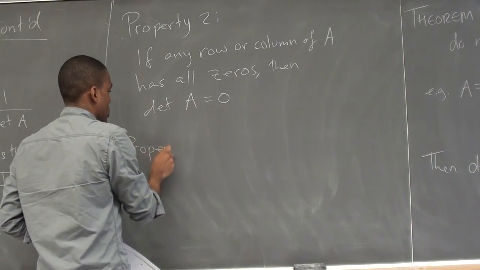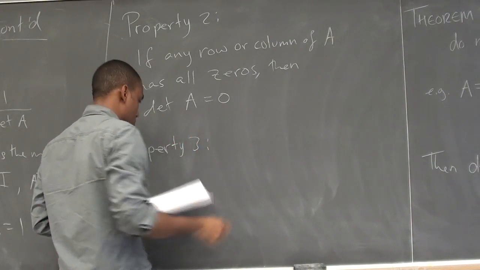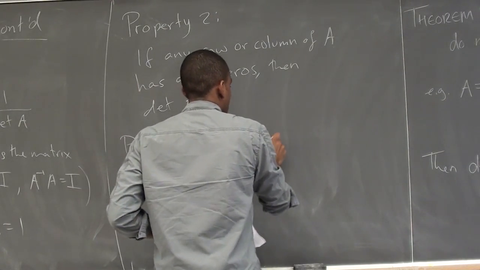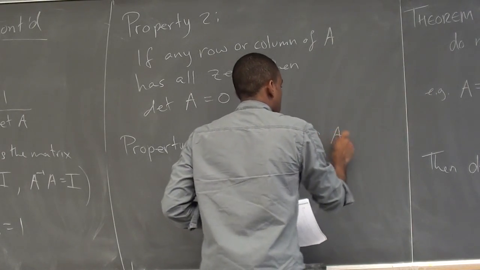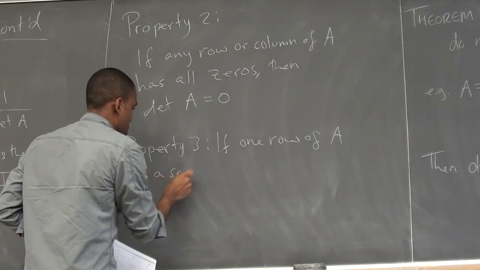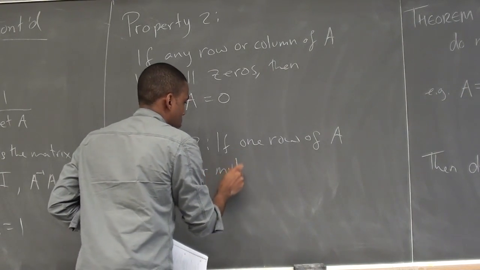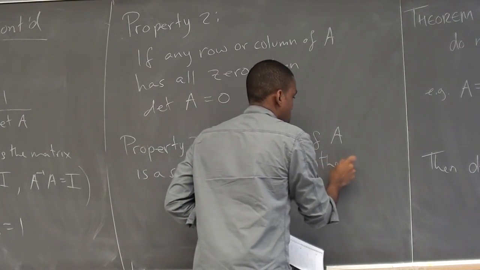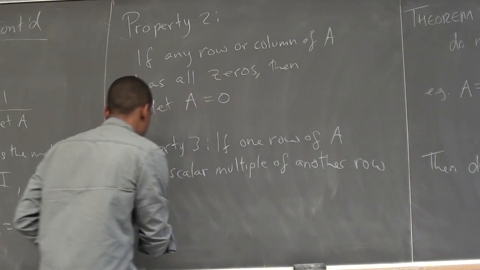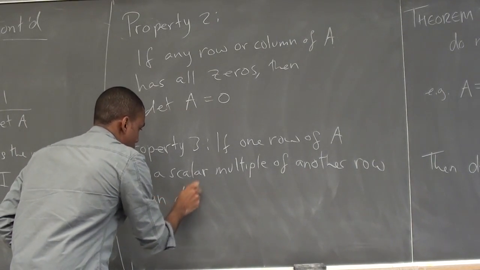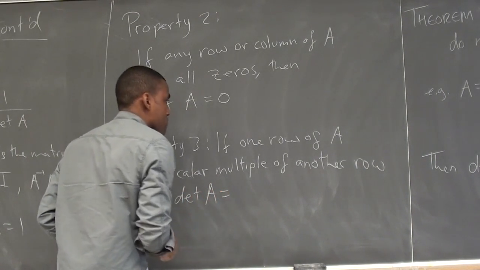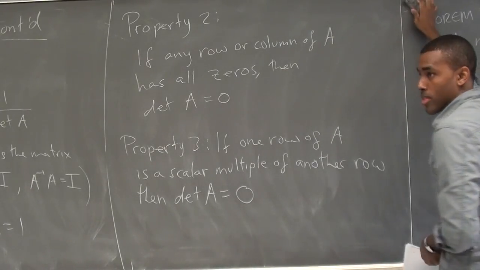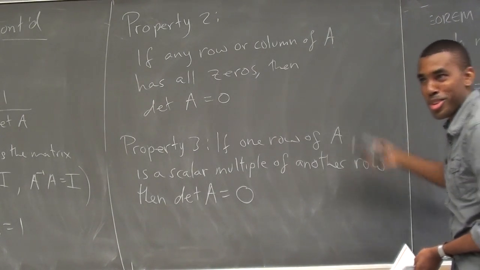Property 3. If one row of A is a scalar multiple of another row, then the determinant of A is what? 0. It's also 0. How would you prove that? Row operation. Do a type 3 to kill one of the rows, right?